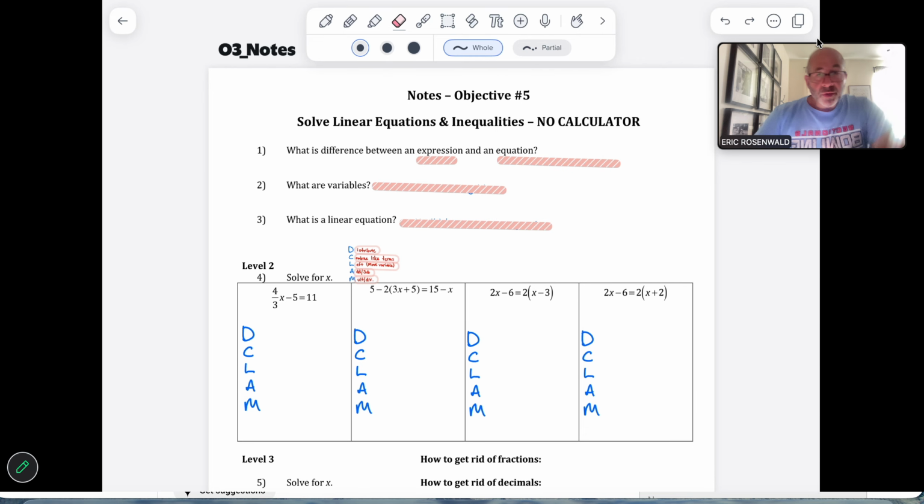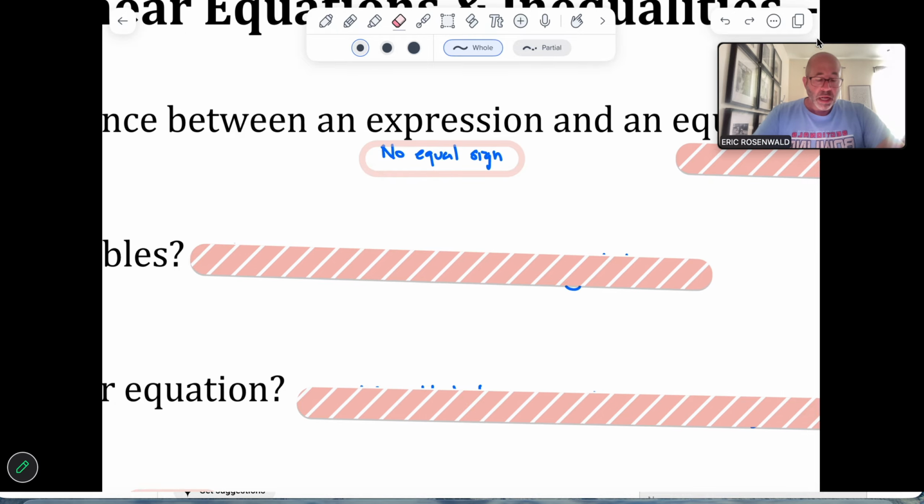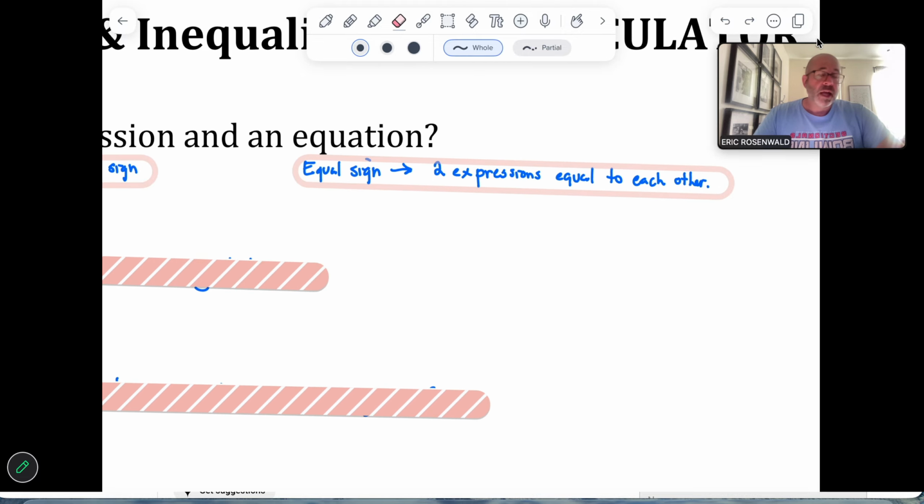All right, so first thing we have to discuss are some basic definitions here. The first one is, what is the definition of an expression versus an equation? Well, an expression is when there's no equal sign involved. There's numbers, letters, grouping symbols, things like that, but there's no equal sign. This is what we call an expression. An equation is when we have an equal sign involved in the problem. And usually this involves two expressions that are set equal to each other.